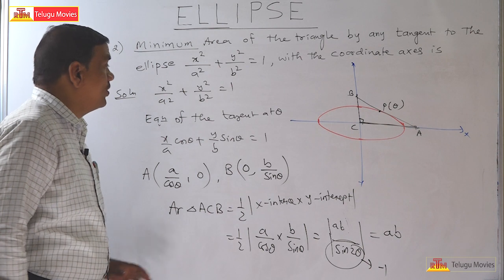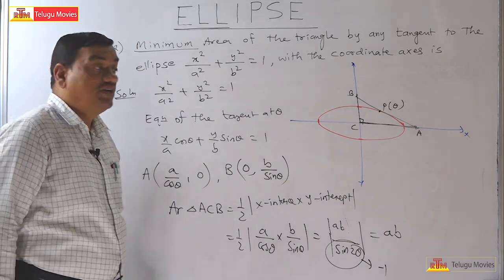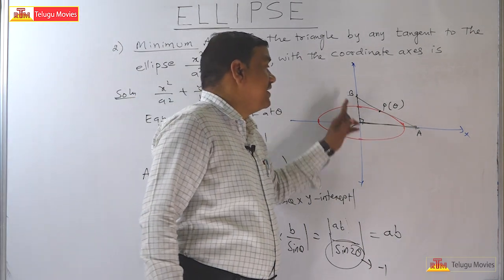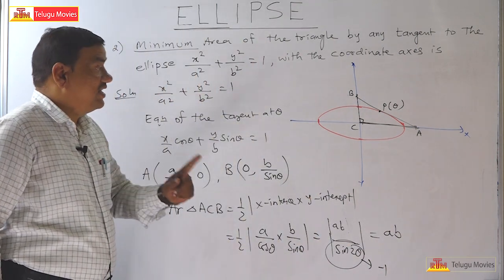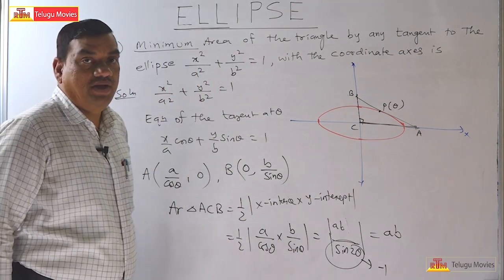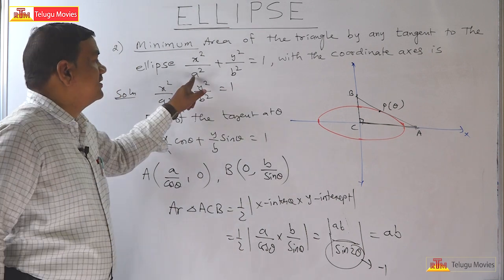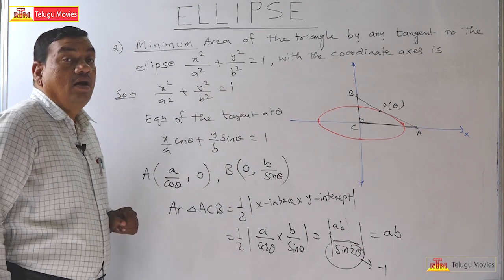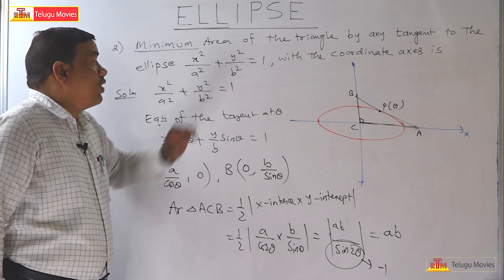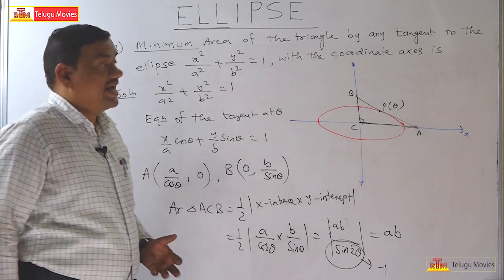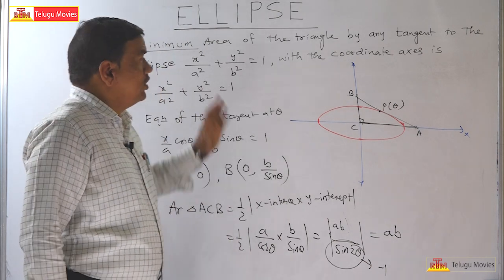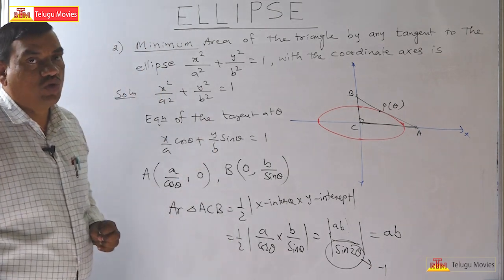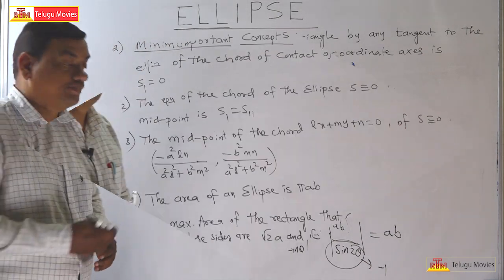Therefore, the minimum area of the triangle ACB is a into b. What is your a? Semi major axis. What is b? Semi minor axis. So, the minimum area of the triangle is a into b. I hope that you understand this problem. So, let us go for one more problem.